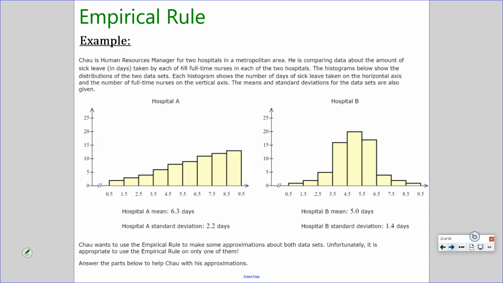All right, question A says, identify the data set for which it would be appropriate to use the empirical rule. What do you think, A or B? B, why? Is it bell-shaped normal? Exactly. It has that bell-shaped curve. It has a normal distribution. How do we describe this distribution? Skew left. Good. Okay, so this one is B.